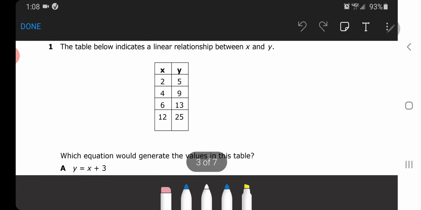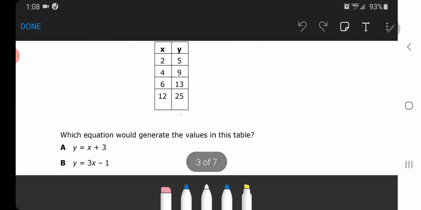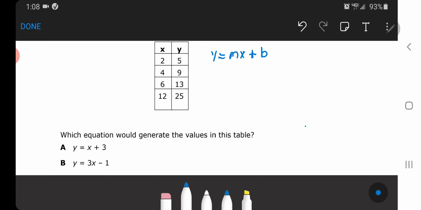Going through some things, let's look at some sample problems here. It says the table below indicates a linear relationship between x and y. Which equation would generate the values in this table? Pretty much, let's go look for our linear equation. In this case, we're going to look for the format y equals mx plus b. So first, let's go look for our slope. A couple of different methods we can use, but in this case, I'm going to use my slope is equal to the change in y over the change in x.